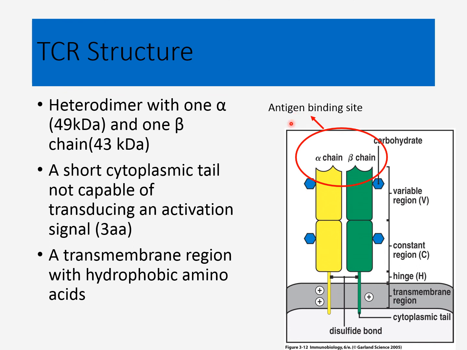The important thing is that the cytoplasmic domain of T cell receptors is very small. So it is not able to transmit the signal of binding of antigen to the binding pocket to the nucleus. Therefore, it requires other molecules for its help.